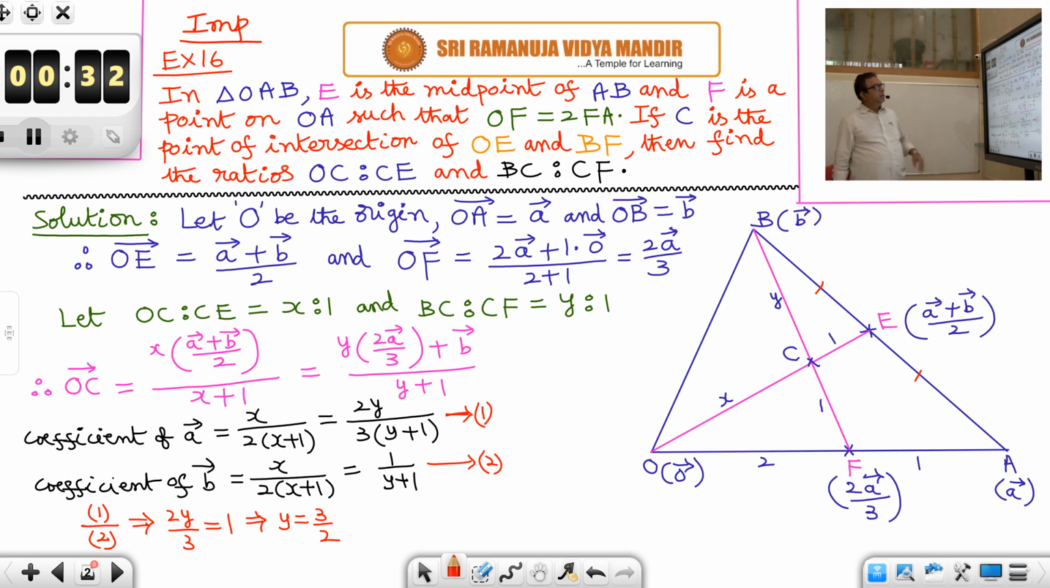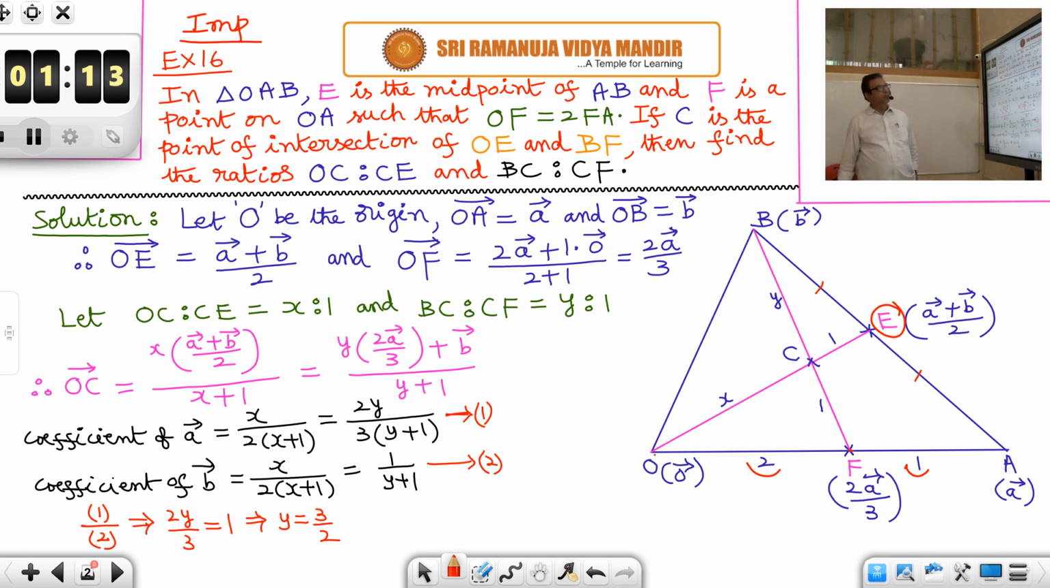Example 16. In triangle OAB, E is the midpoint of AB. Please see the diagram. E is the midpoint of AB and F is a point on OA such that OF is equal to 2FA. That means OF by FA is equal to 2 by 1, OF by FA is 2:1. So I have marked the ratio there.